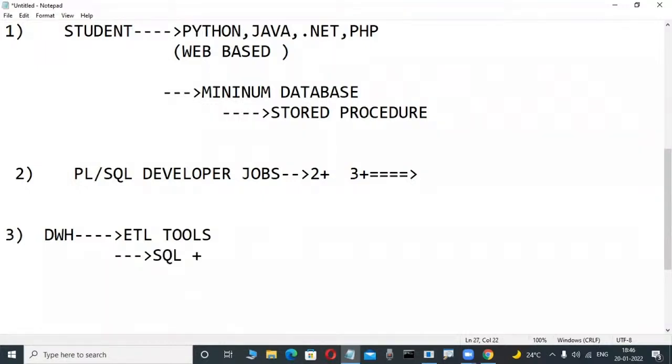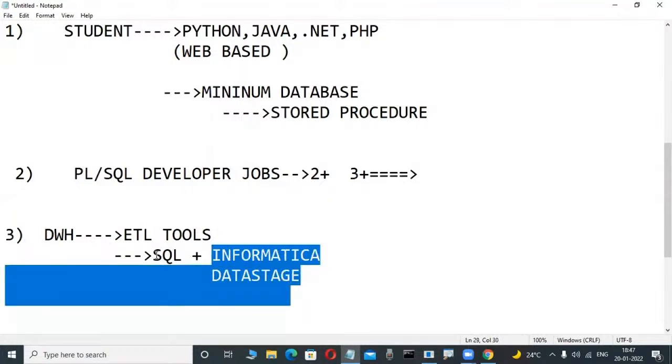Then they learn tools in institutes also. Informatica is a very popular tool. Also Datastage is a popular ETL tool, and Talend is another tool. These ETL tools have a graphical user interface.